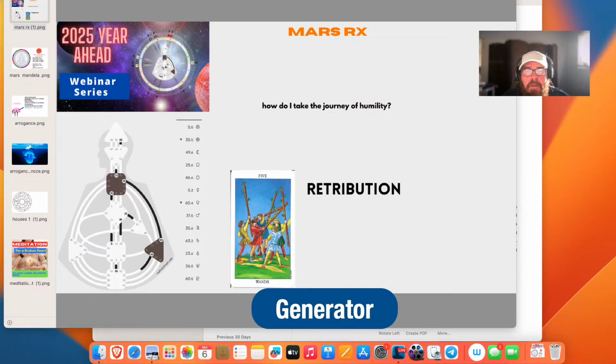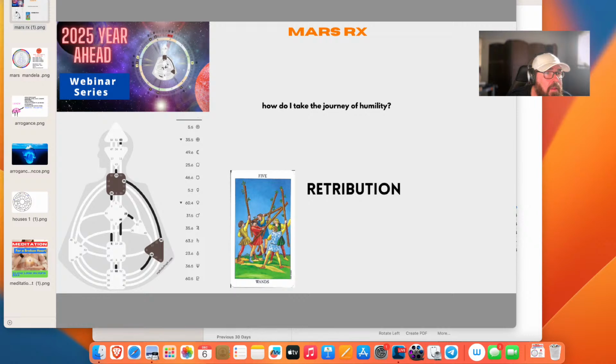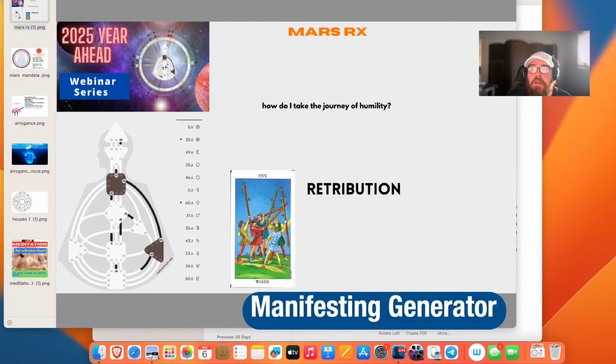Okay. Anything else for the generators? Okay. And let's go for the manifesting generators here. So manifesting generators, we're talking about Mars turning retrograde, and it's kicking us off in the 31st gate. It's the gate of influence. It's part of the channel of the Alpha. It's a leadership channel. And Mars in retrograde is calling us to do a do-over.